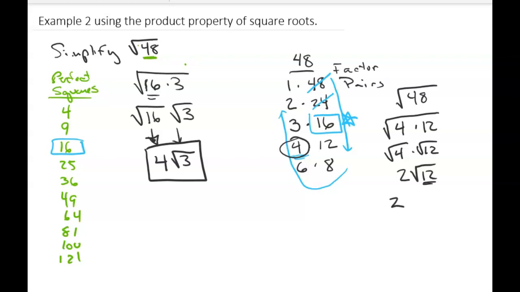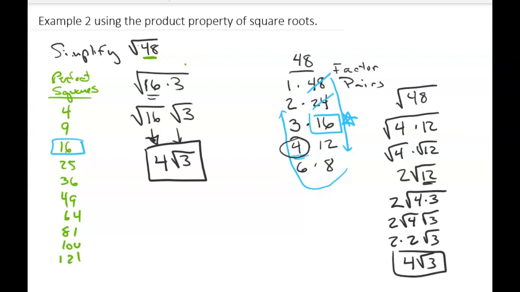So I could keep going and make that 2 times the square root of 4 times 3, 2 times root 4, root 3, 2 times square root of 4 is 2, root 3, and finally I would get 4 root 3. So I would get the same answer, but it is definitely more work to do it that way. So I'm always trying to find the largest perfect square factor.